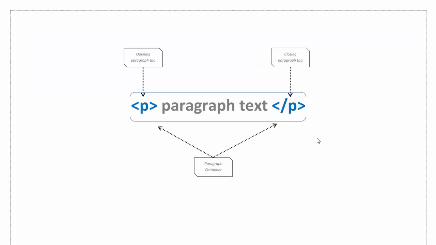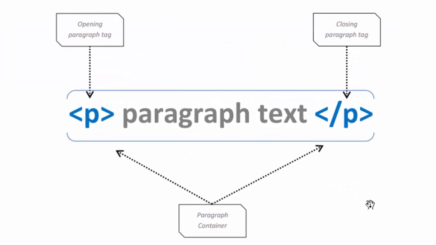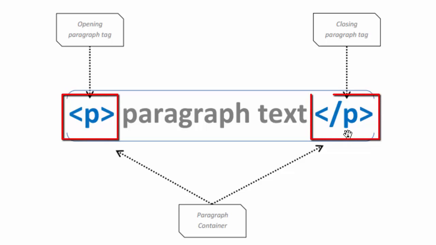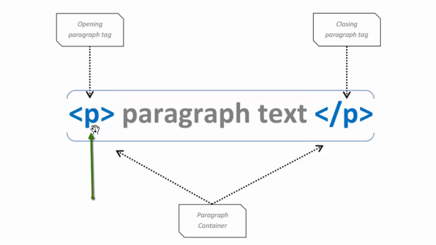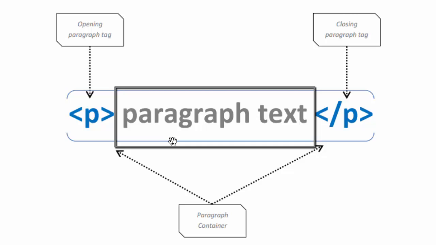Okay, let's first talk about the paragraph container. Just like any other container in HTML, a paragraph container begins with the opening paragraph tag and it ends with the closing paragraph tag. The letter P that you see inside the angle brackets is the element name, which stands for paragraph. You place your paragraph text, which is the actual paragraph that you want to display on your web page, within the opening paragraph tag and the closing paragraph tag.